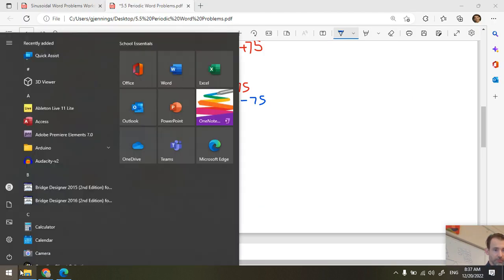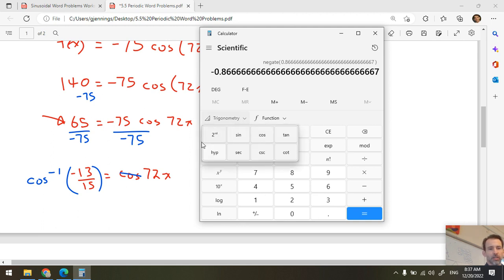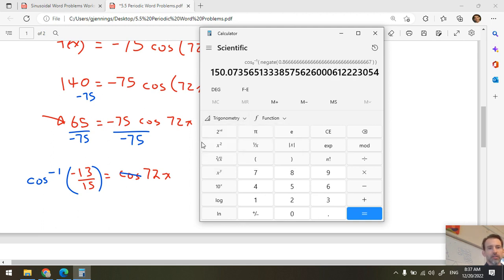Oh, right, we need a calculator for that. My goodness. So 13 divided by 15 equals that, but we want the negative one. So there is negative 13 over 15. Now I'm ready to take the cosine inverse of that. And it tells me it happens at 150 degrees.